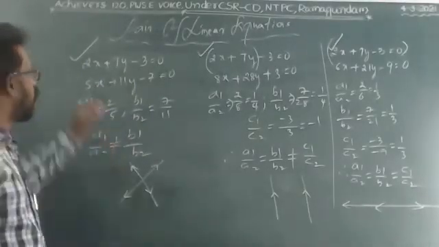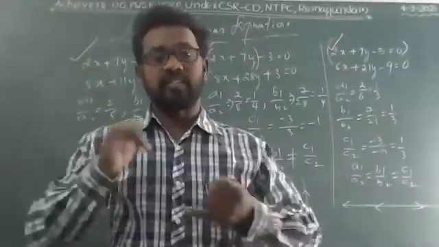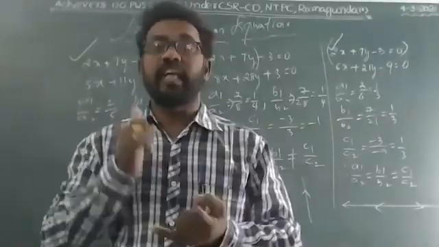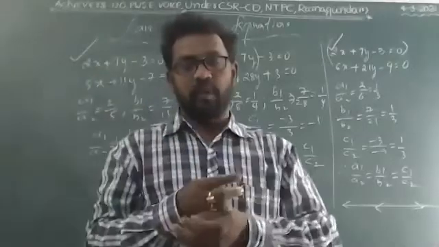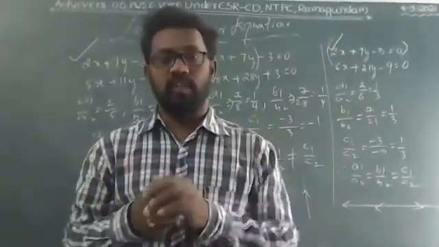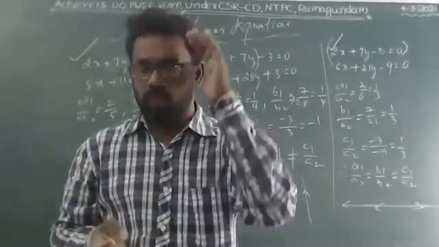So this is the way, with the help of one equation, you can find a consistent pair of linear equations and inconsistent pair of linear equations. Inconsistent has two types: one is parallel, and the other is intersecting. So this is called comparison between the coefficients. Okay, children, this is the most important.